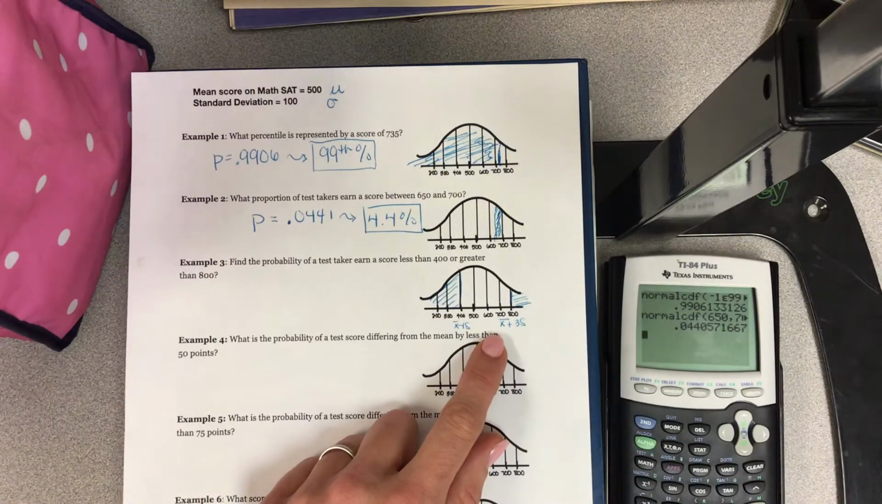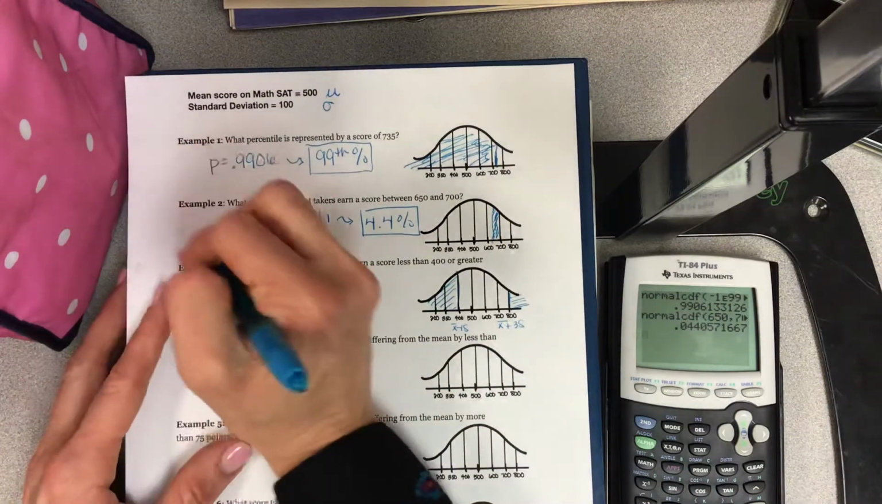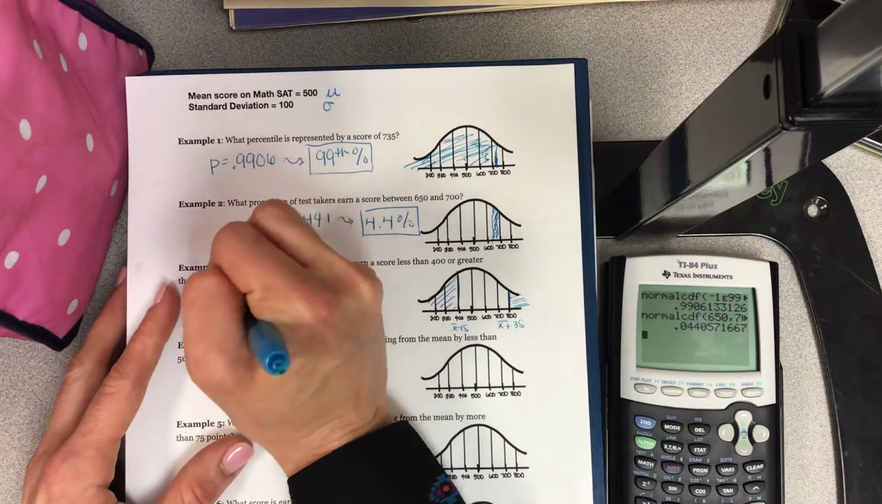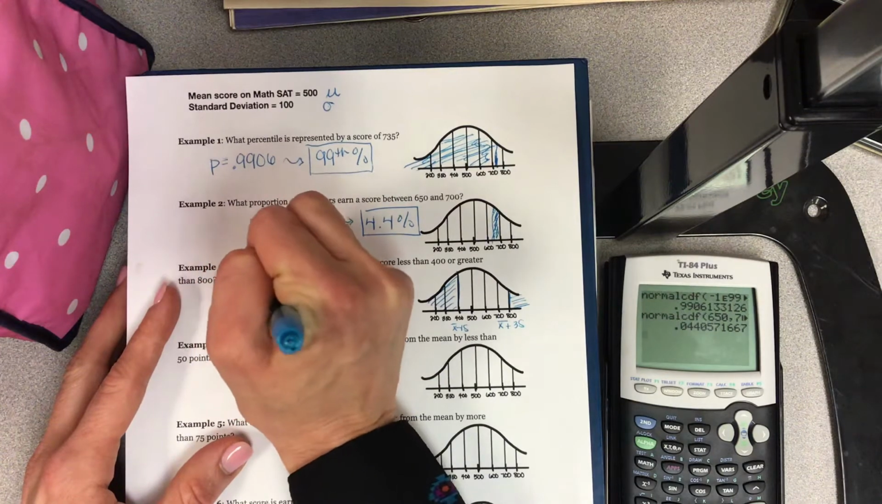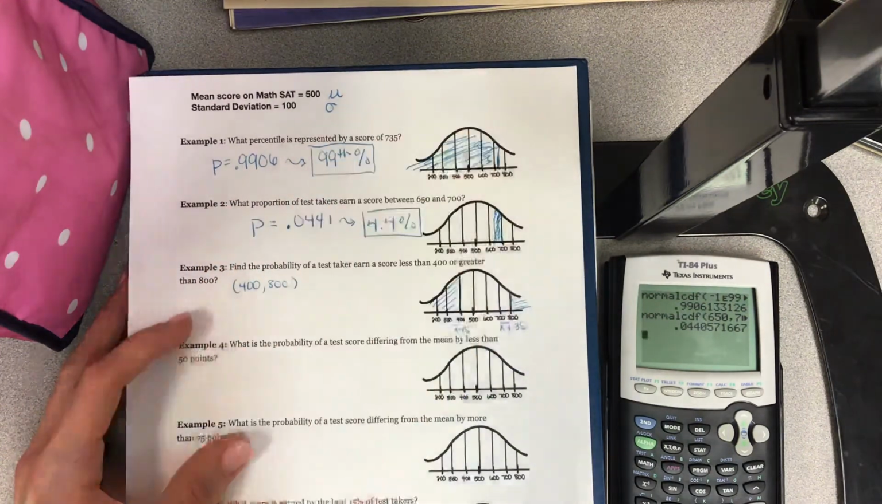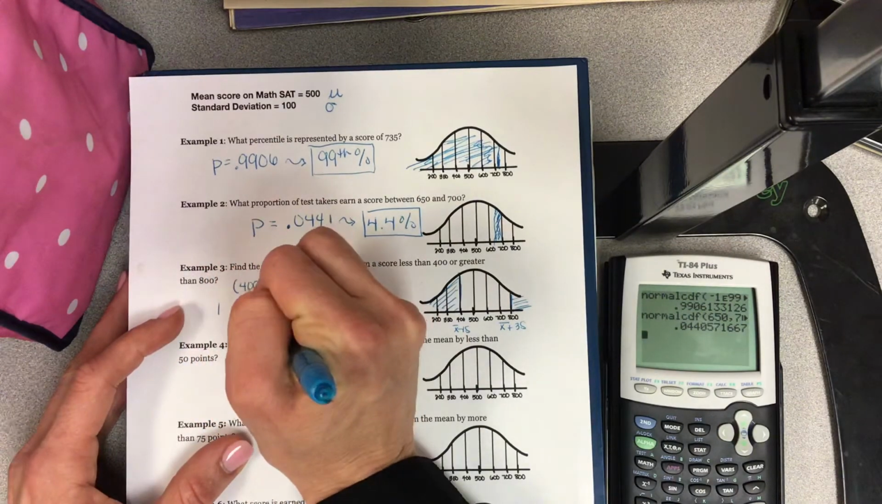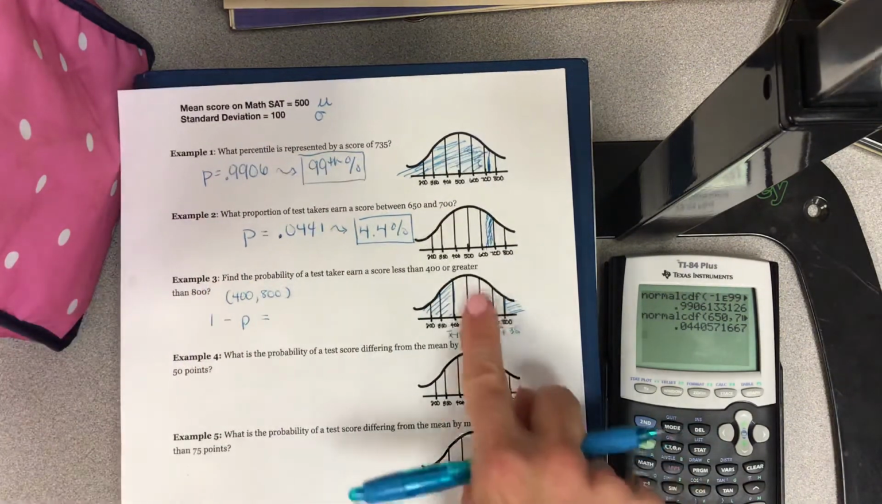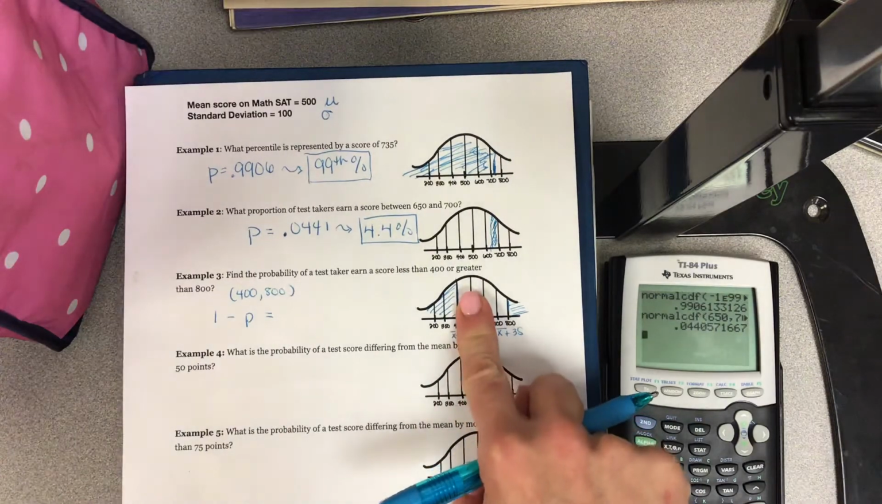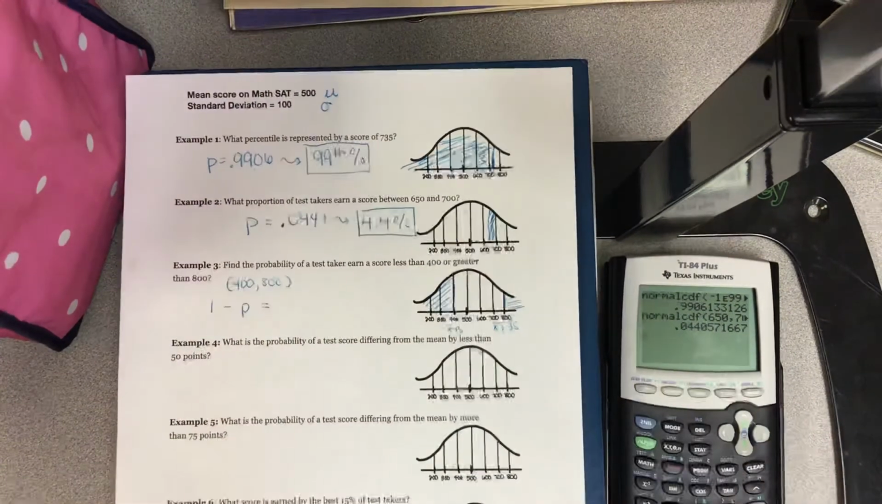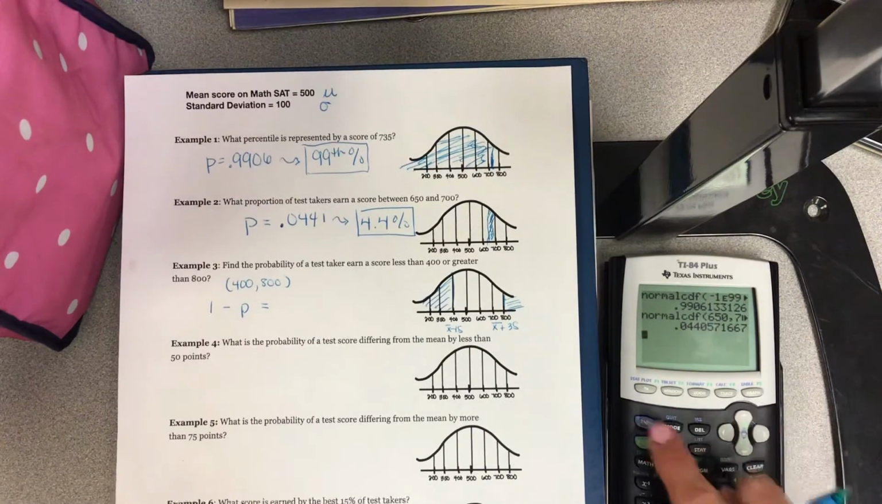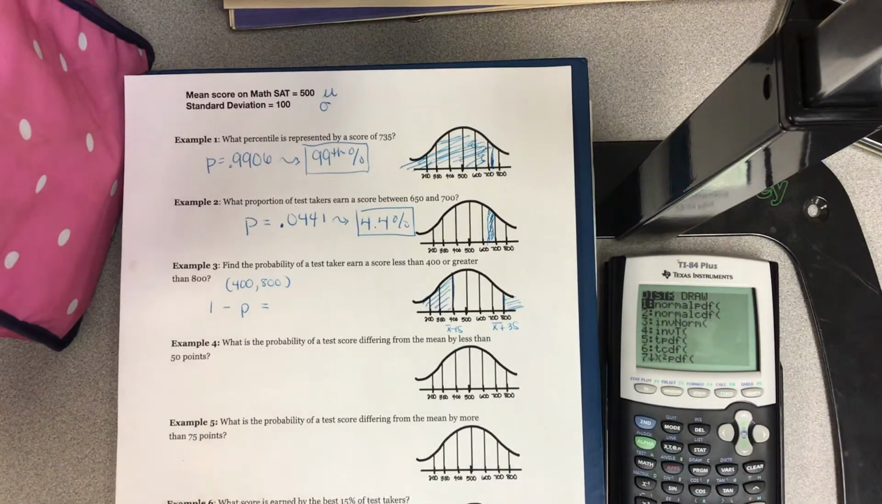So what we want to do is look at the interval from 400 to 800, and we want to find the probability that it's in that interval, and then you're going to subtract that from 1 to get your answer. So we're finding this probability, subtracting from 1 to get that probability. So go back to 2nd VARS, choice 2. And our lower bound is 400. Our upper bound is 800. Everything else is the same.